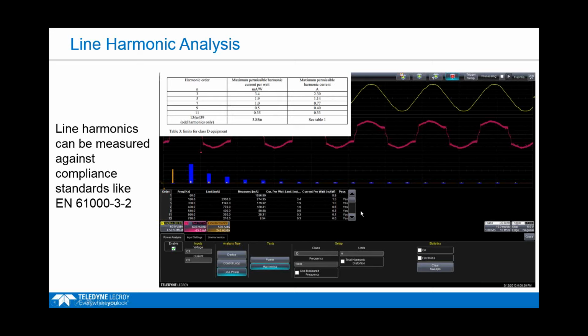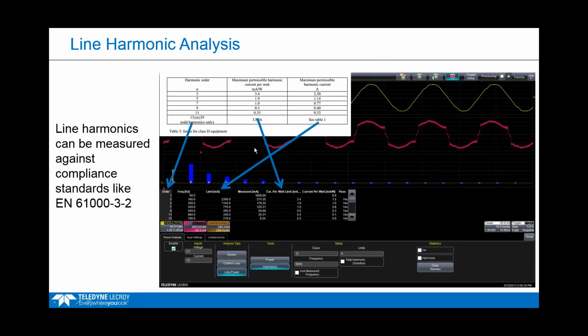So this is one of the tools we have in our power analyzer package here, the harmonics analysis. This will automatically look at the voltage and current signals we have. It'll calculate the voltage and the current for each of the harmonics, and it'll compare it against the spec.